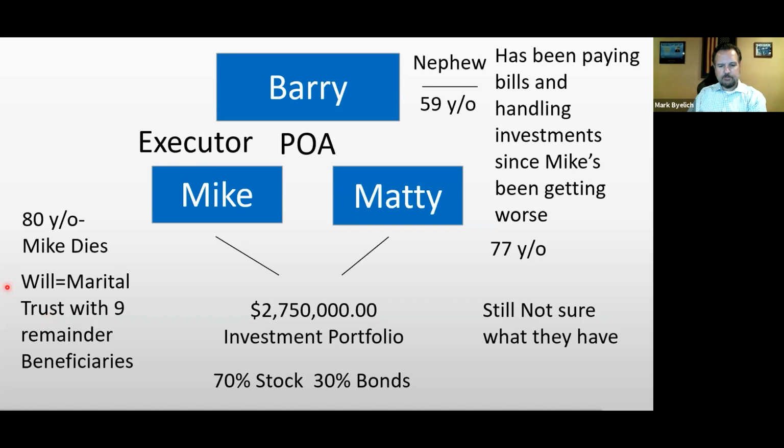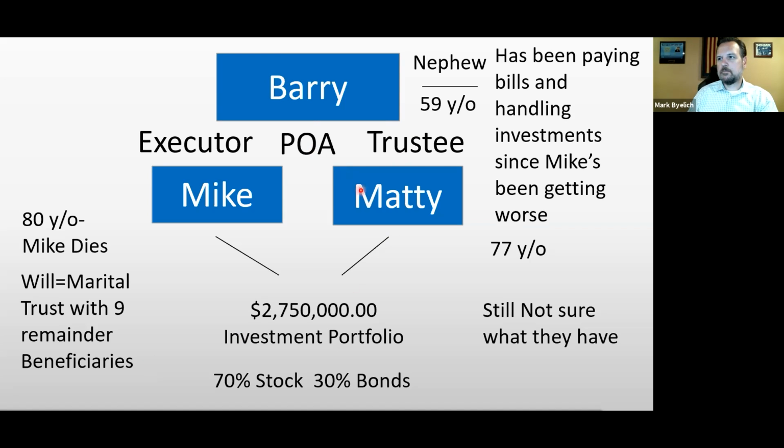Barry has, let's go one step further with that. Barry is also the trustee for this trust that was created from the will. So now there's this marital trust with 9 remainder beneficiaries. The money goes into the trust for Maddie, for her support. And then you've got these 9 remainder beneficiaries. So that means after Maddie dies, the trust distributes funds to these 9 remainder beneficiaries. So that looks really messy, doesn't it? I leave it messy for a reason, because it is.